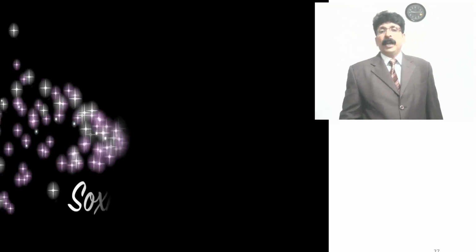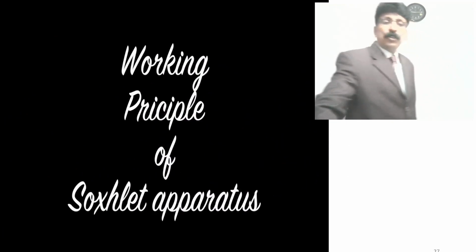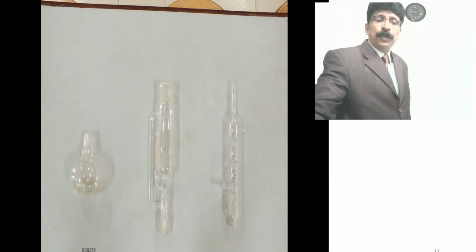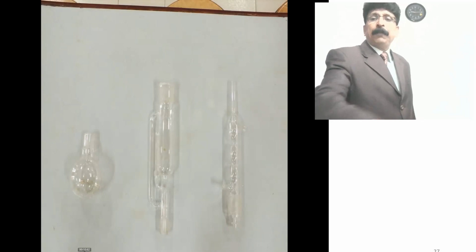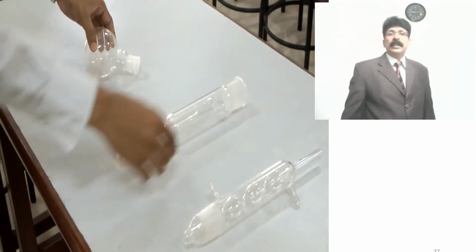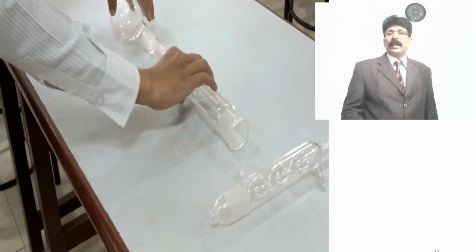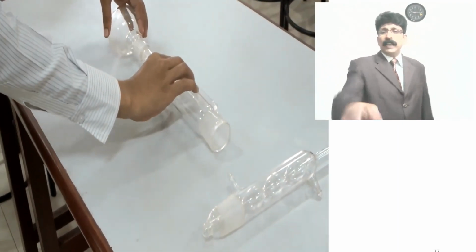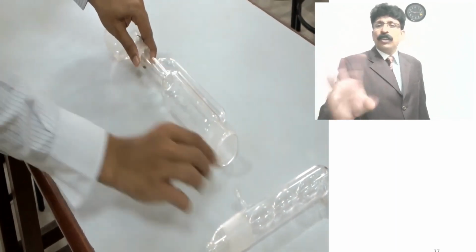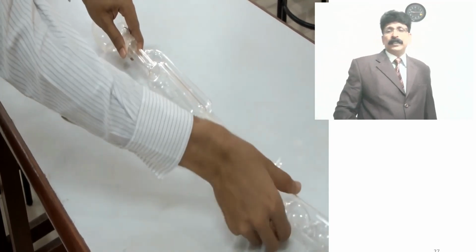And you can see the video. This is not the complete video, but you can see the three parts shown in the picture: the round bottom flask, the Soxhlet apparatus fixing method, and next a ground joint where you can fix the water condenser.